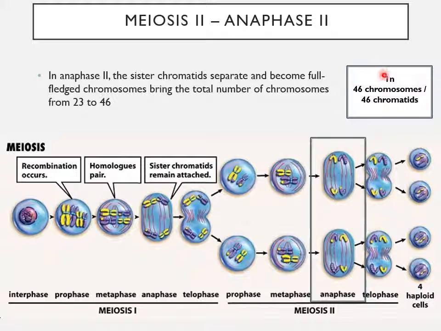So instead of 23 chromosomes and 46 chromatids like we were before, we are now at 46 chromosomes again. So we were in the last step at 23 chromosomes, but now each of these halves of the chromosome acts as a single chromosome. So during anaphase 2, we are at haploid, 46 chromosomes, 46 chromatids.